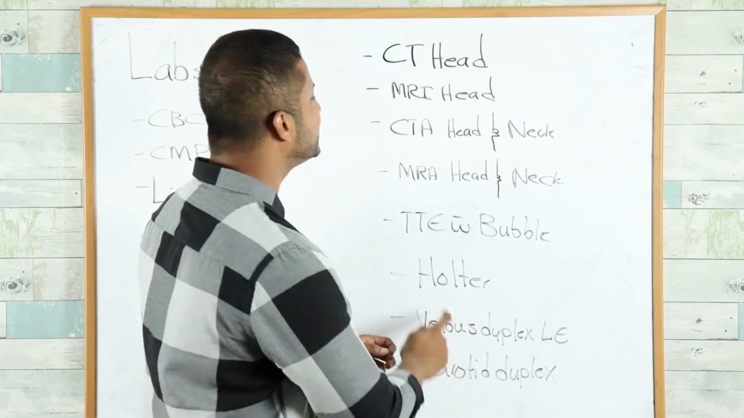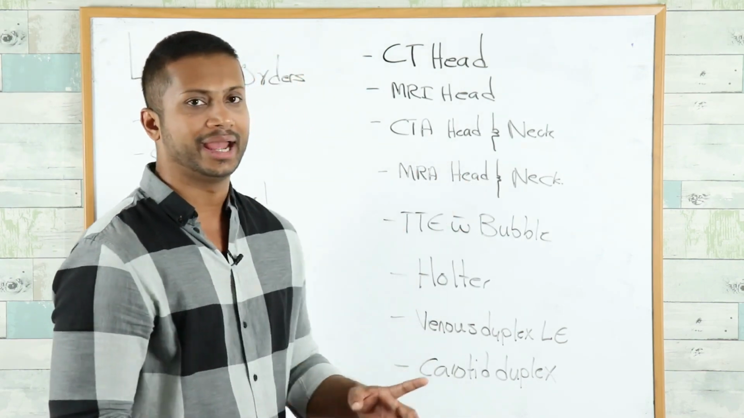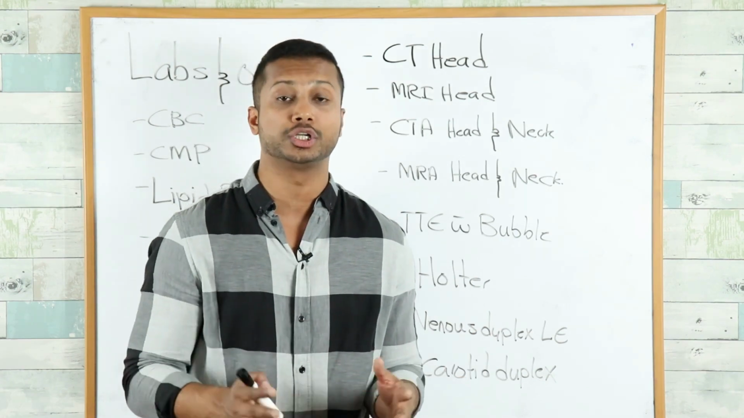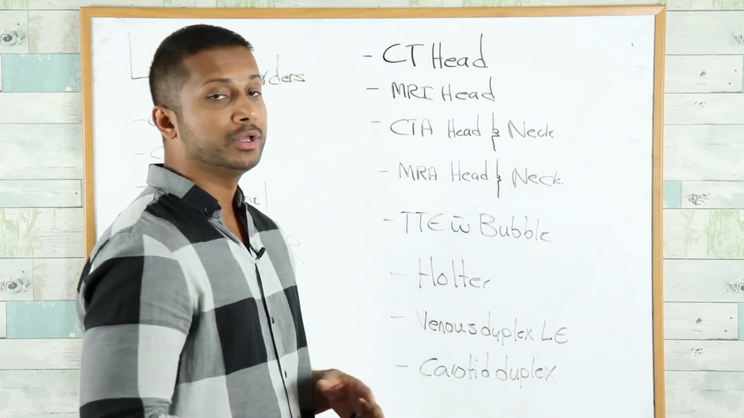Alright, so you can do a CTA head and neck or an MRA head and neck. Essentially, the reason you're doing it is to see if there's a large vessel occlusion or not. Alright, the echo with bubble study.